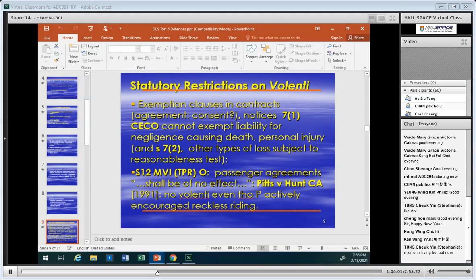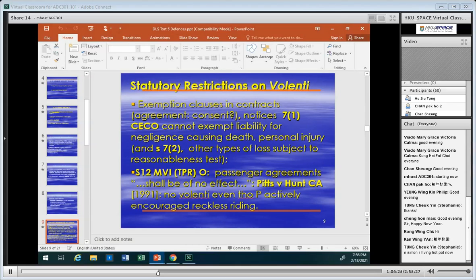Pitts knew that Hunt was drunk, that Hunt did not possess a driving license, was also under the legal age for driving, and also was uninsured. They are all criminal offences. He also encouraged Hunt to drive recklessly with the intention of deliberately frightening other road users. Well, that's what grounded a claim in ex turpi causa.